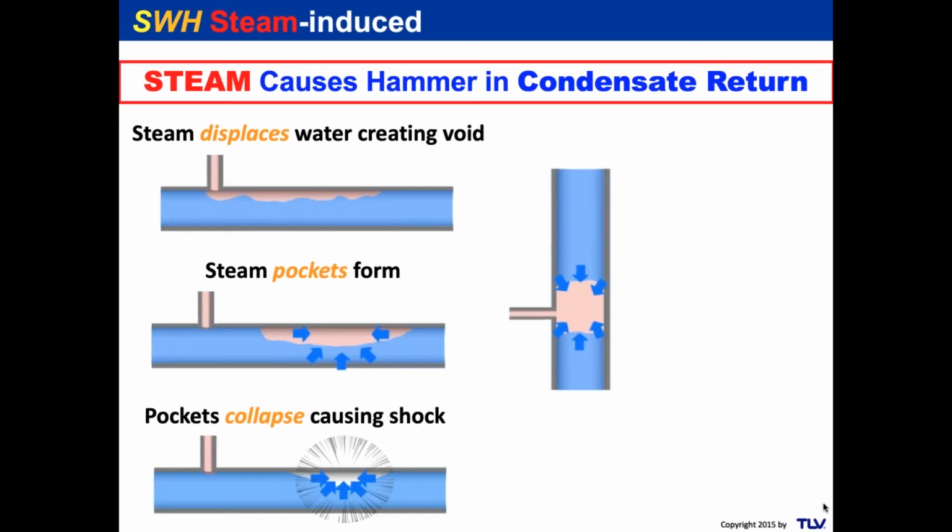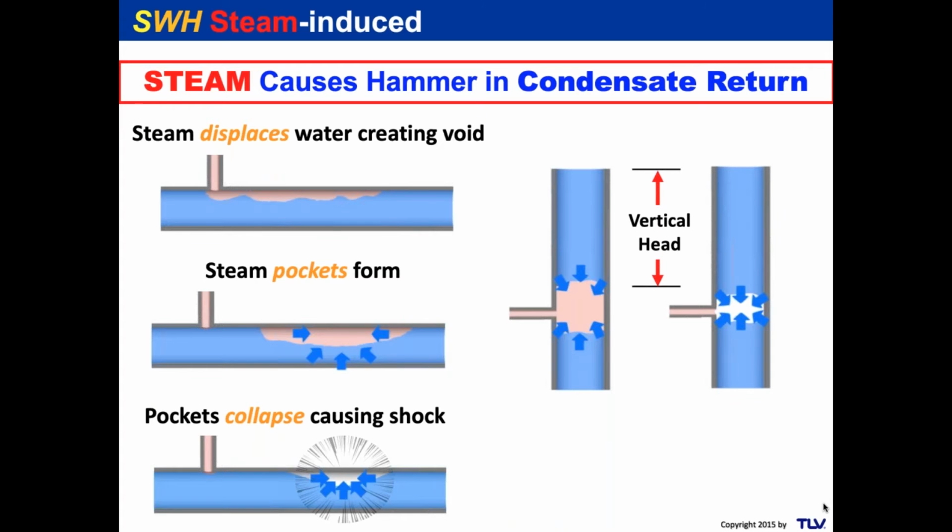In a vertical line, think about this. If you've got a vertical line that's feeding up 20, 30, 40 feet into a header overhead, think about the head pressure from that water column on that pocket. That is already compressing the steam, and when that pocket collapses, you get more rapid acceleration to close the void.